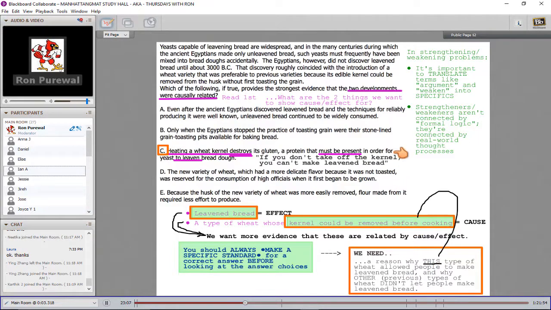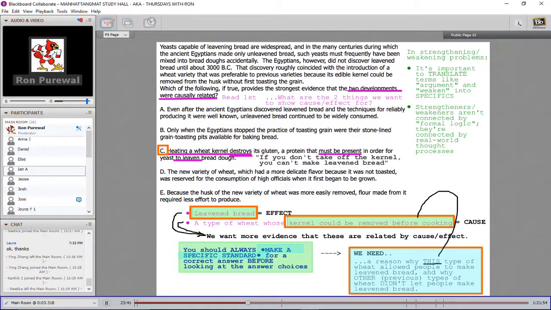But notice if you make this kind of standard before you go to the choices, it's incredibly clear that this choice is correct and that the other four choices are completely irrelevant, because none of the other four choices have anything to do with making leavened bread, which is what this argument is all about. So notice the incredible importance of making a standard before you go to the choices. It cannot be overestimated, guys. Always make a standard before you go to the choices.